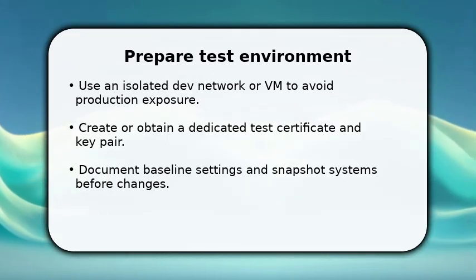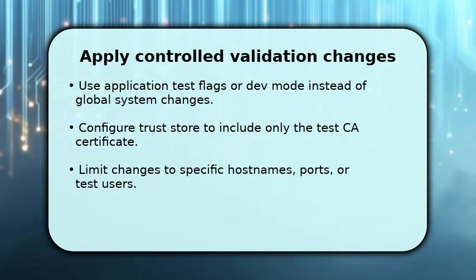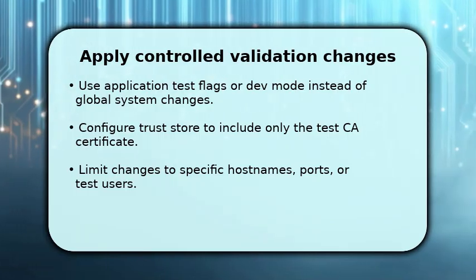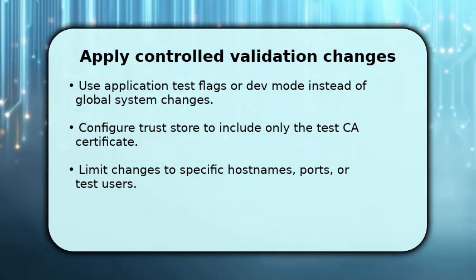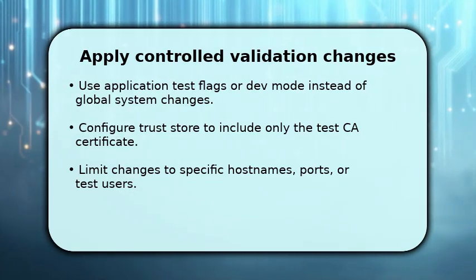Now proceed with minimal impact changes. Prefer application-level test flags or developer modes that bypass validation only within the app, rather than disabling system-wide TLS checks. Alternatively, add your test CA certificate to the process-specific trust store so only your test cert is trusted.